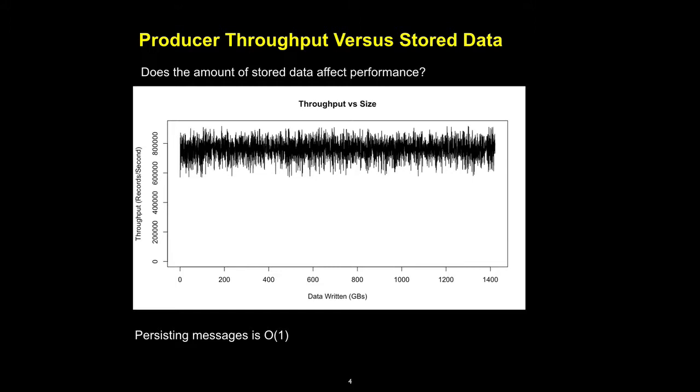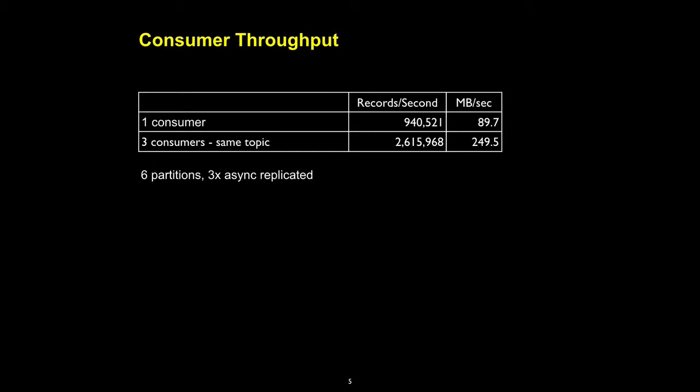And again, looking at throughput, Kafka just appends files, and appending files is pretty fast, right? It's just adding things at the end. And so the throughput did not matter how much data they already had stored. Of course, at some point, once you fill a disk up, it crashes, but a lot of good throughput. Consumers, again, with three consumers reading the same topic, the topic being both replicated and having partitions, right? Again, reading on the order of 2 million records per second. So it's fast, right? It's just fast.